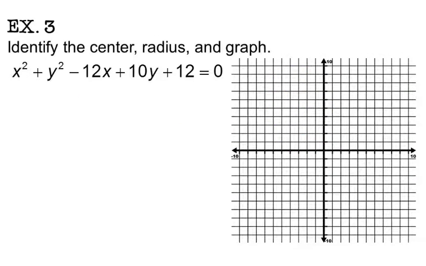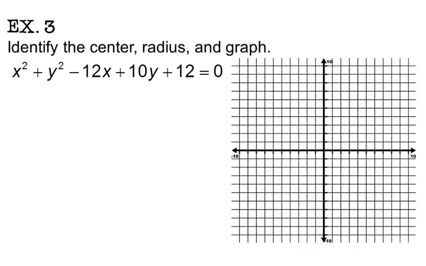Okay, so on examples 3 and 4, our equations are not in the correct form to graph, so we're going to have to do a little bit of work to get them there, and then we'll find out all the information that we did on the first 2 examples. So kind of like what we did with the parabolas, we have to group x's and y's together, and we're going to wind up completing the square for each set of x's and y's.